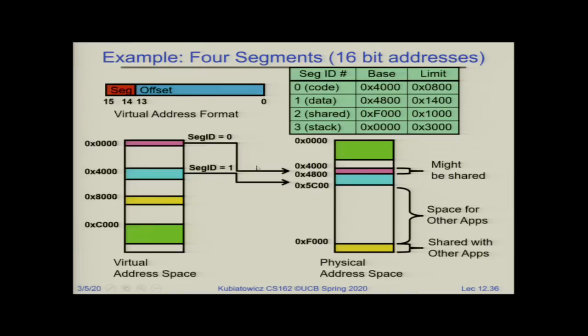This one, segment ID equal 1. If I look up 1, I see that the base is 4800, and the range is from 4800 to 5C00, because I have 4800 as a base and the limit's 1400. Ooh, you guys get to start figuring out how to add in hex. That's fun, right?